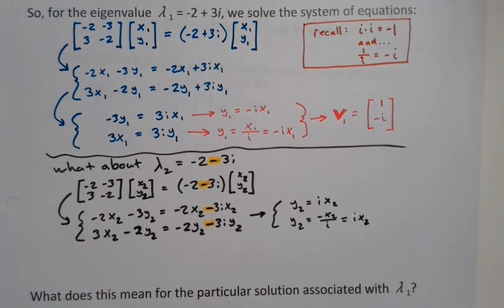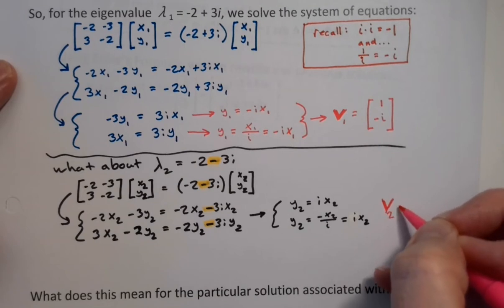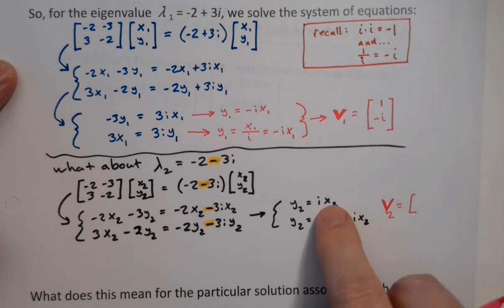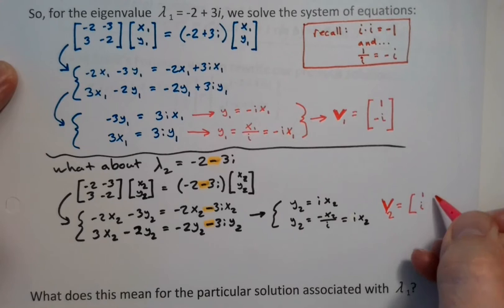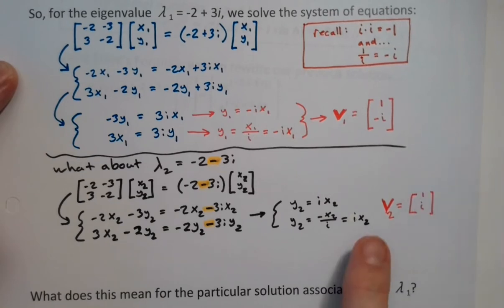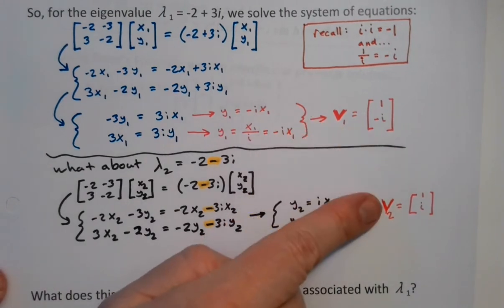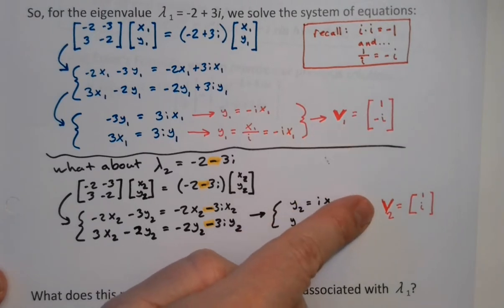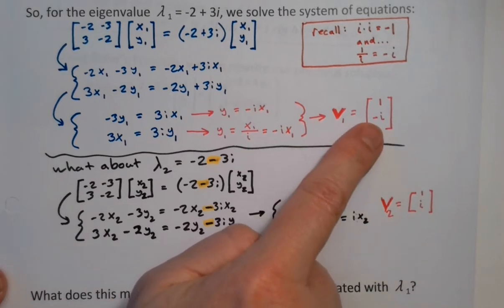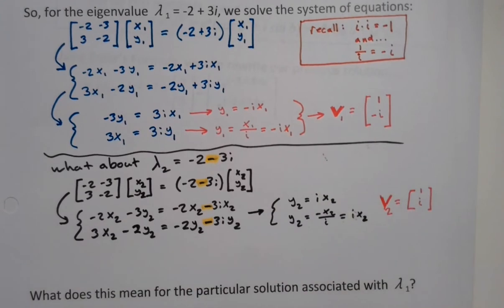So what does that mean for our second eigenvector? Well, that means our eigenvector number 2 would be equal to whatever you plug in for x, out pops i times x. So 1, i. And in both cases, you get the same result. So taking a look at our two eigenvectors, you should see they are suspiciously similar. They are exactly the same, except their imaginary terms are opposites. We would say that they are conjugates of each other.